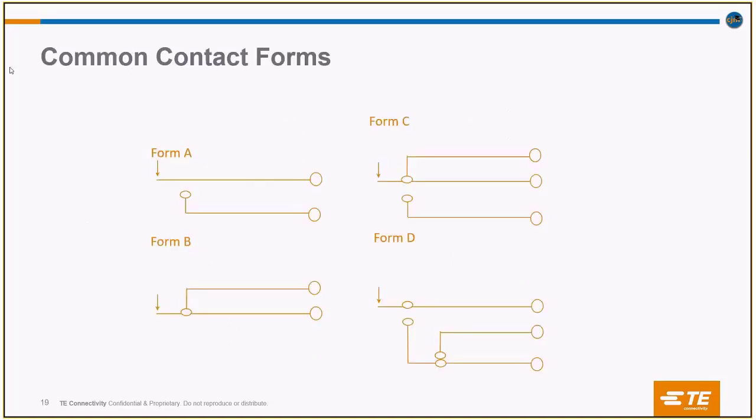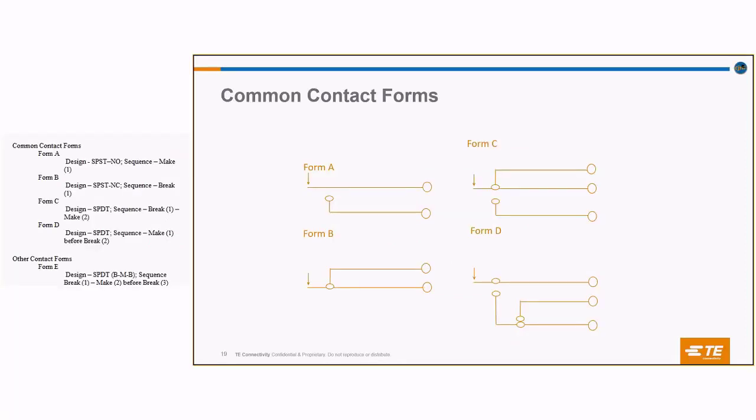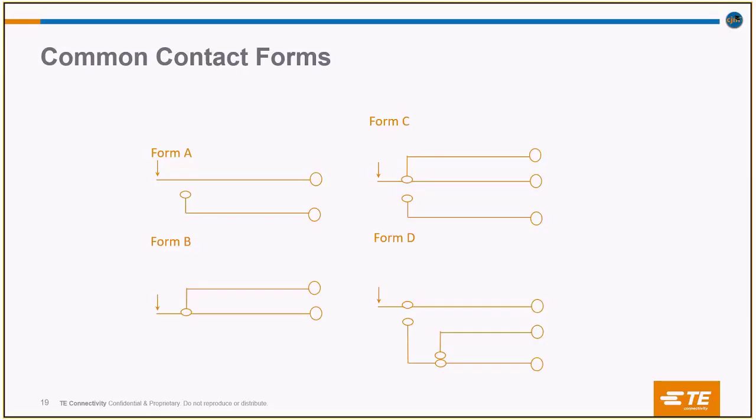Now let's talk about common contact forms. We have form A, form B, form C and form D. Form A, design SPST, no sequence. Form B, design SPST, no sequence, break 1. Form C, design SPDT, sequence, make or break. So what I'll do is try to download a good video on the common contact forms, because looking at this diagram you won't be able to understand.